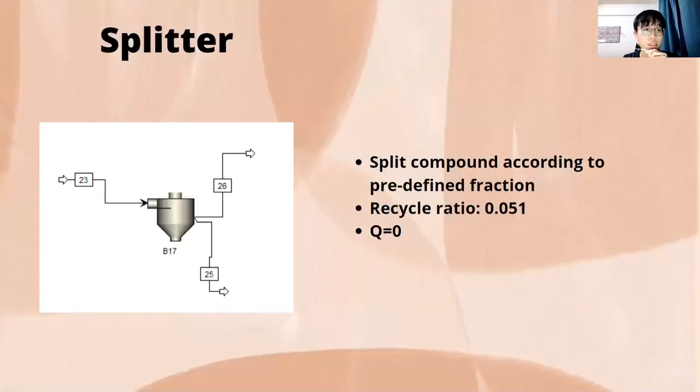Now, this one is the splitter. A splitter is an ideal separation device. It splits specified compounds into predefined fractions. In our case, it is used to split portions of recovered MTBE to be recycled back at a recycle ratio of 0.051. This equipment is assumed to operate mechanically, therefore no energy, work, or heat is required. Okay, next.